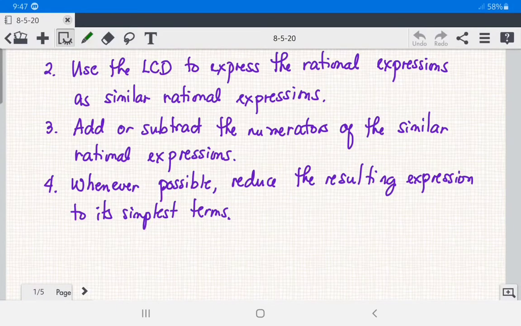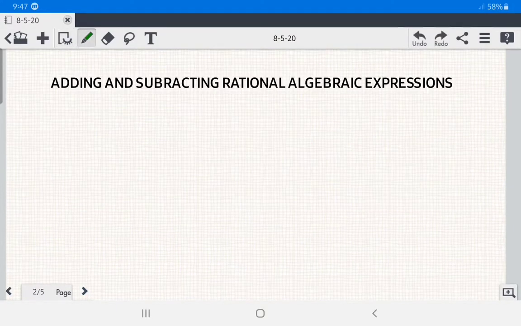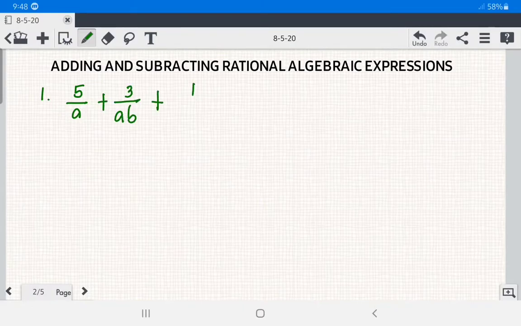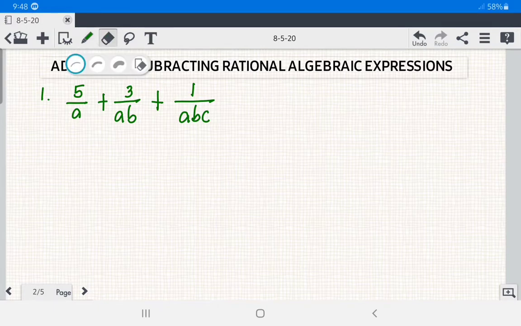Okay, so let us have an example. Let us add and then subtract dissimilar rational expressions. Now, let's say we have number 1, 5 over a plus 3 over ab plus 1 over abc. So, first step is we're going to find the LCD. So, we have here 3 denominators. We have a, we have ab, and then we have abc.